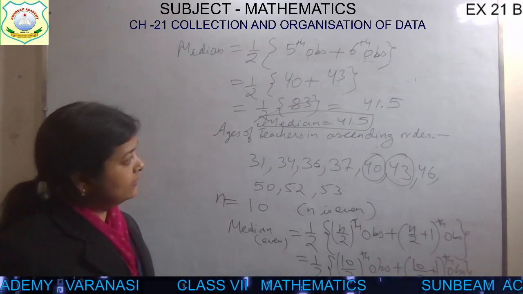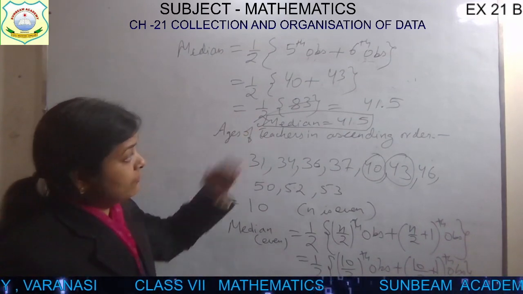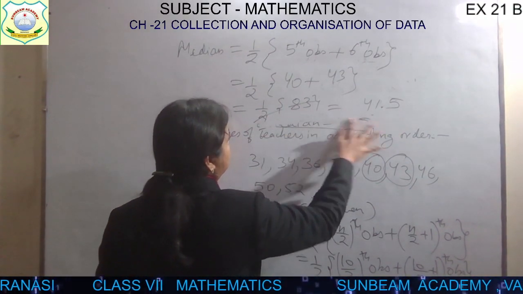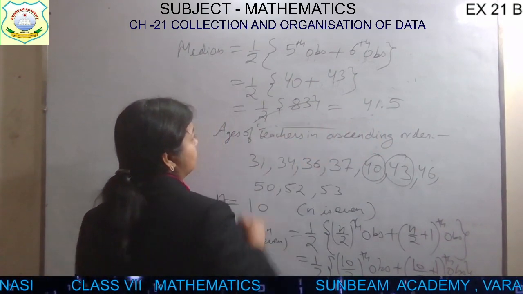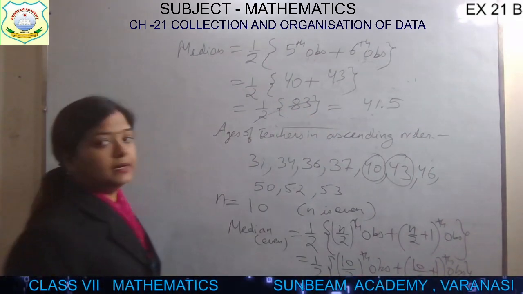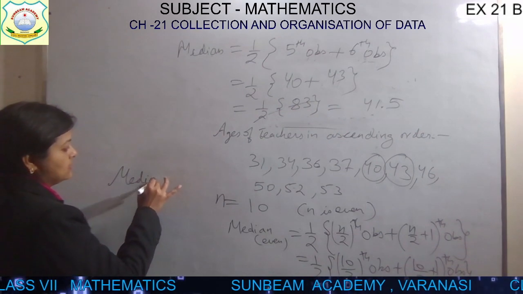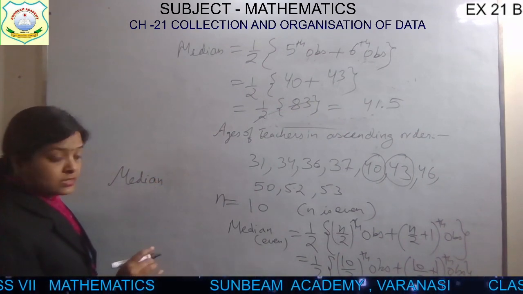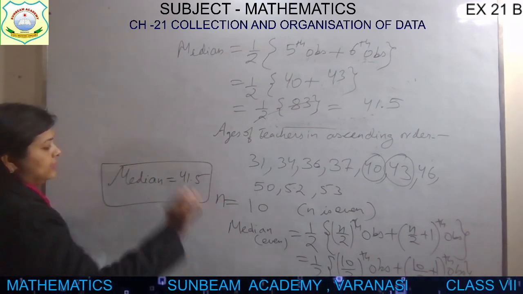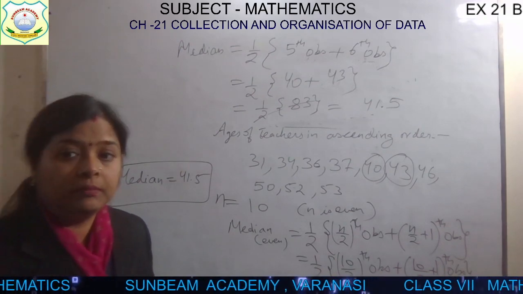It is messy here. You can write it. Just after that, what you have to write? You have to write that median is 41.5. Isn't it? Median is 41.5. Answer. Median of 10 teachers' ages is 41.5. So write down in this way. So in this way we have completed exercise 21B.